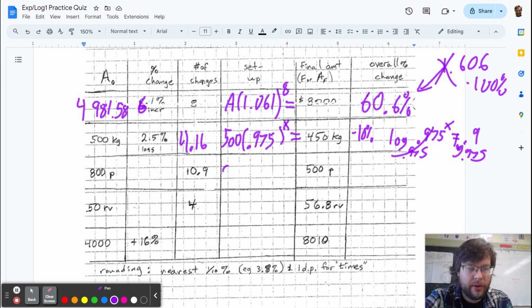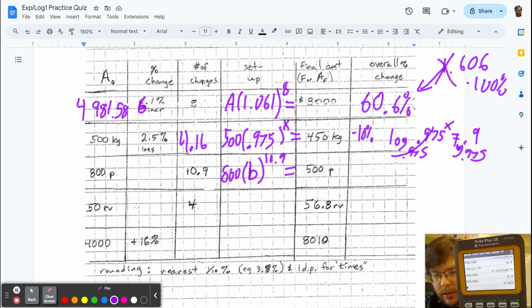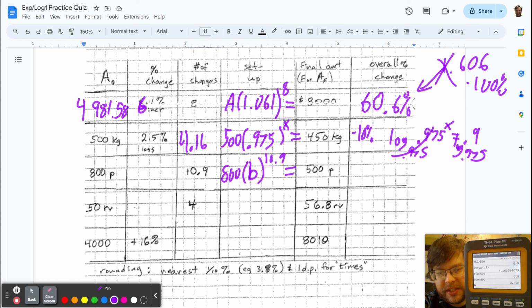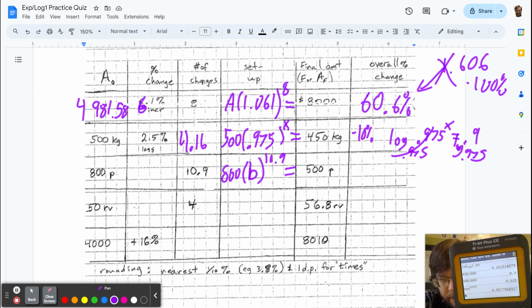On the third row, we know the initial amount. We don't know what it changed by. We don't know the percent change. So we're just going to put here the b because I don't know what the base is, but I know it went to the 10.9 and equals 500. So I go 500 divided by 800. And this time I'm not going to do a logarithm. I'm going to do a root. I'm going to do the 10.9th root. Remember that roots are the same as fraction powers. So I could have done the 10.9th root, or I could have done the 1 over 10.9 power, and that's my base 0.957.